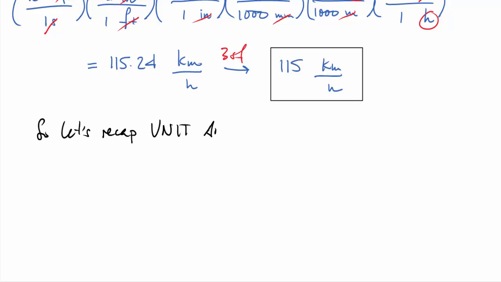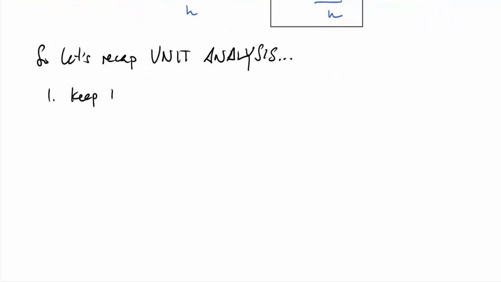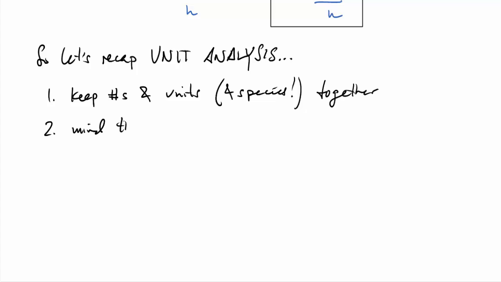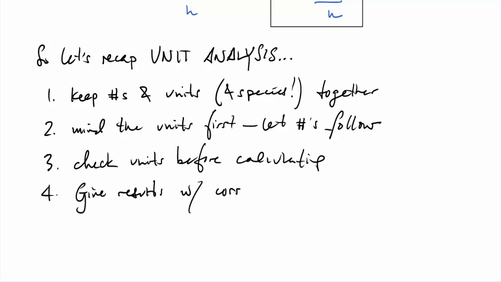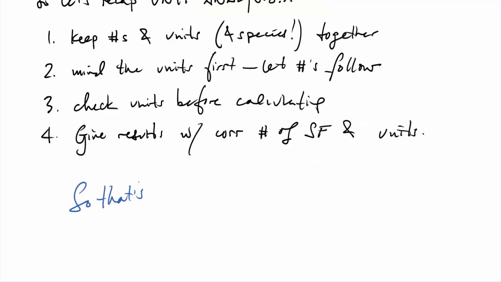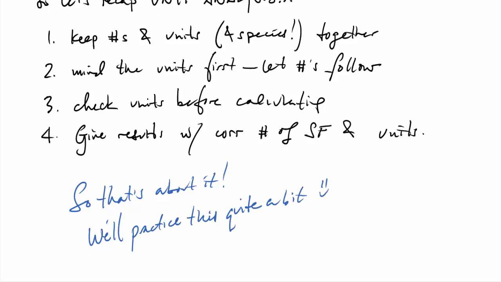So let's recap unit analysis then and see if we can make some sense out of it. Here we go. First of all, keep the numbers and the units and the species together. Second, mind the units first and let the numbers follow. Check also the units before you calculate, be sure they're right. And finally, give the results with the correct number of significant figures and units. And that's about it. We'll practice this quite a lot more in our course.